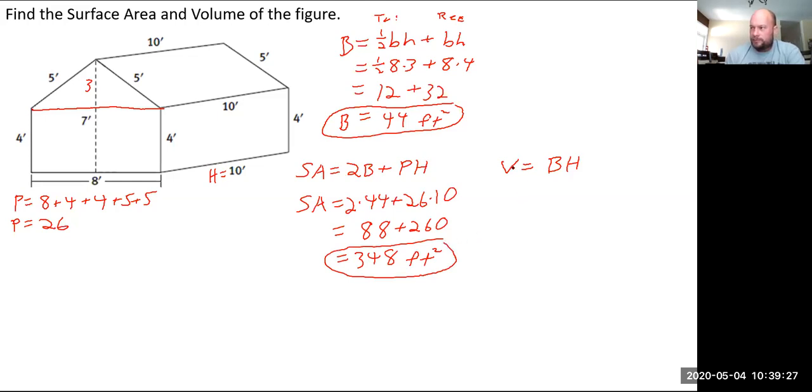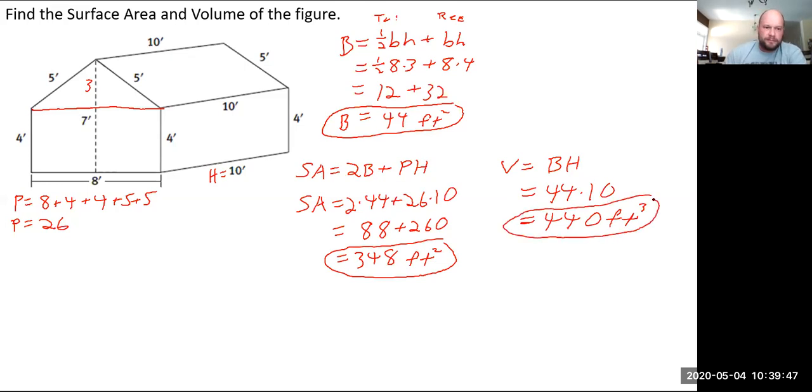For the volume, base area times height, again, we have our base area. We found that earlier, was 44. The height of the solid was the 10. So the volume is 440, and this would be in feet cubed. So those are our two answers. All right. Any questions before I move on to another problem?